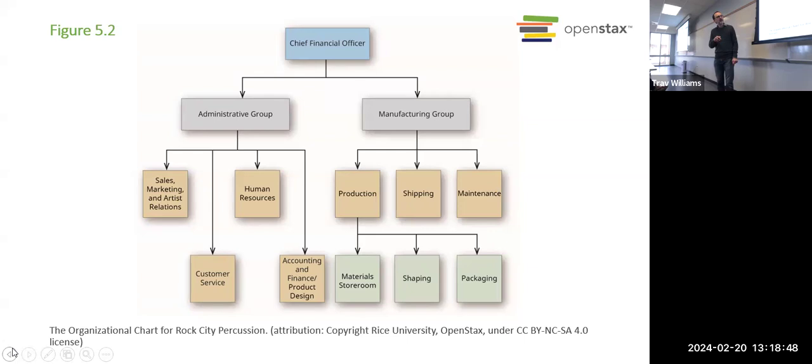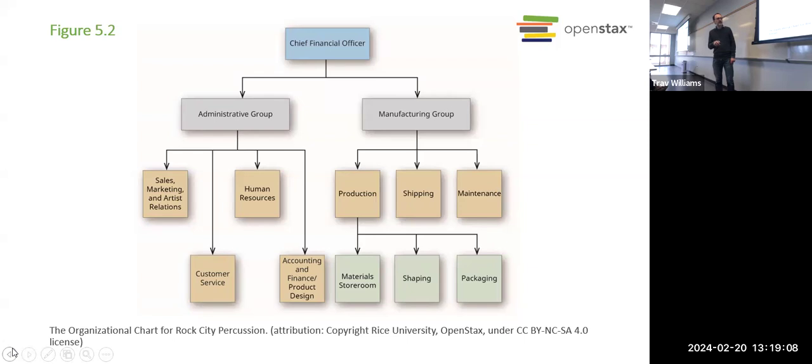And in production, well, we've got the materials part. And then in this particular example we're going to go through, we've got two production departments. This is actually not for cookies, though. This is a company that makes drumsticks for drummers.